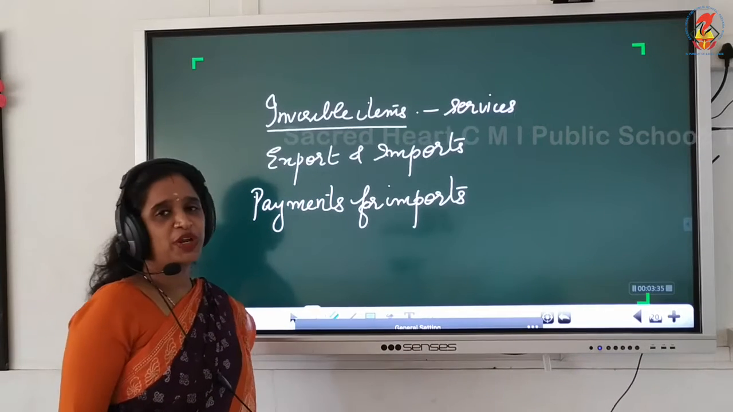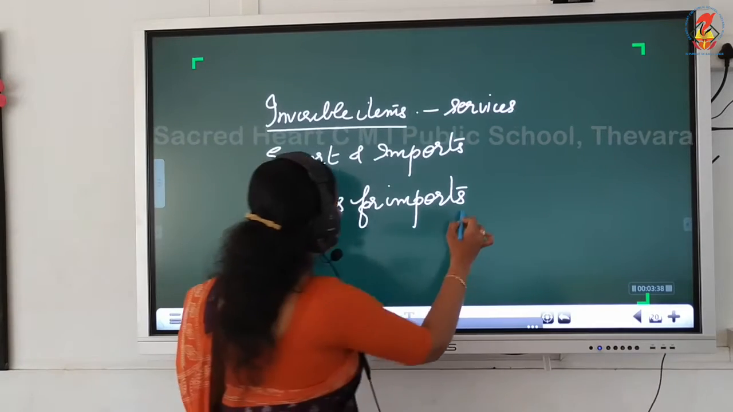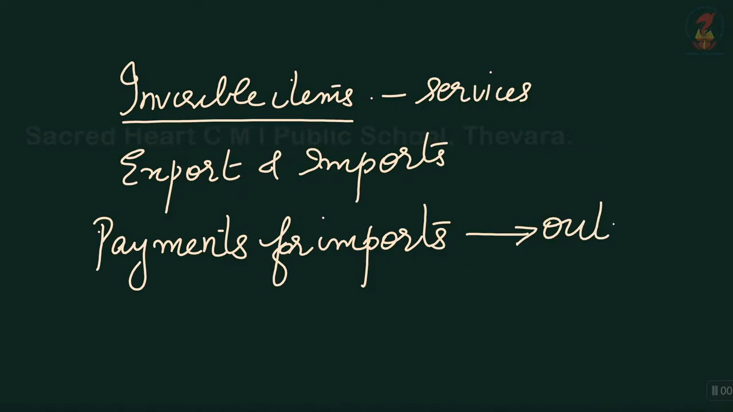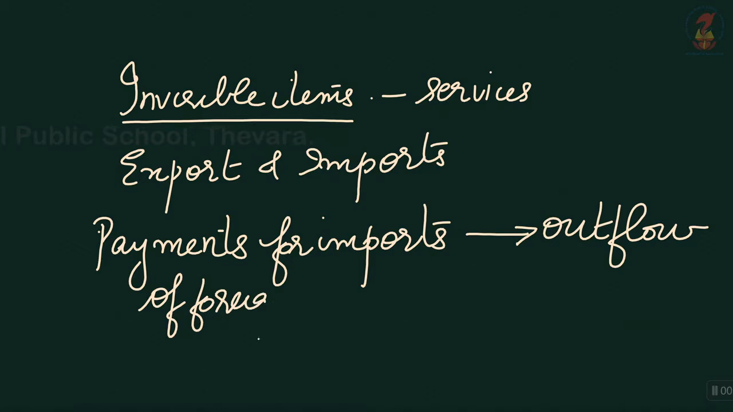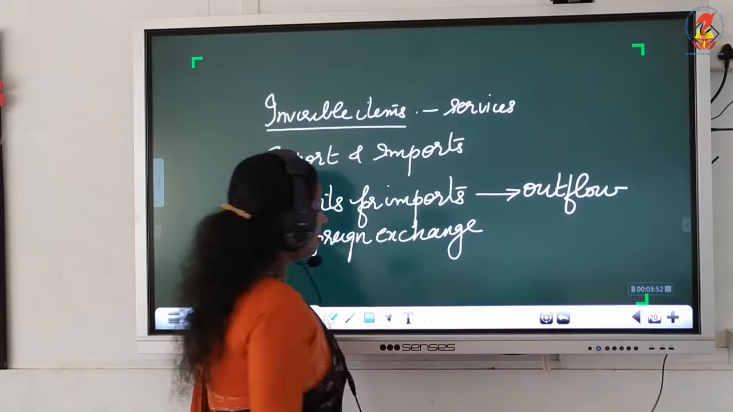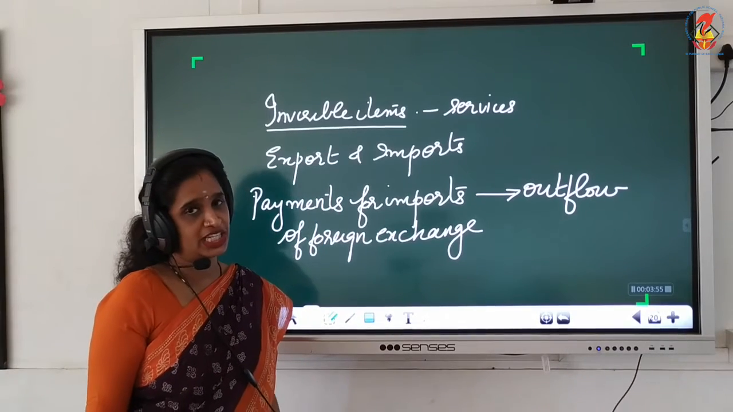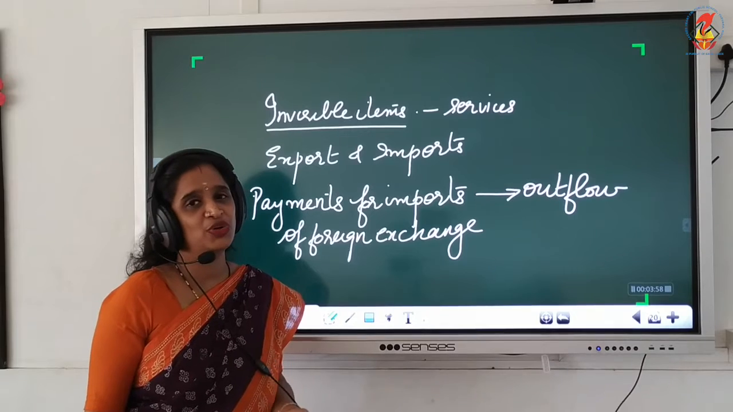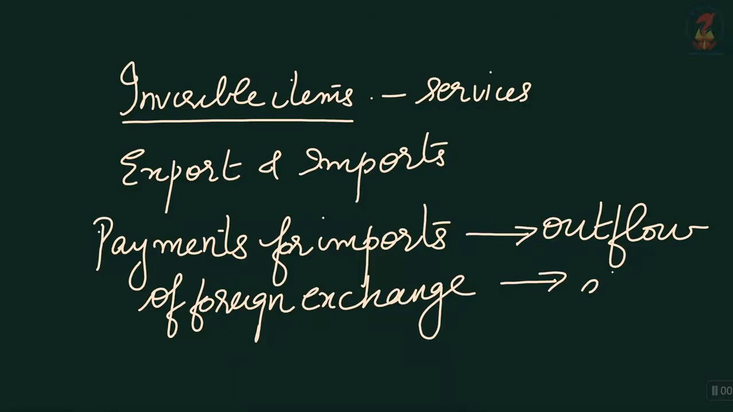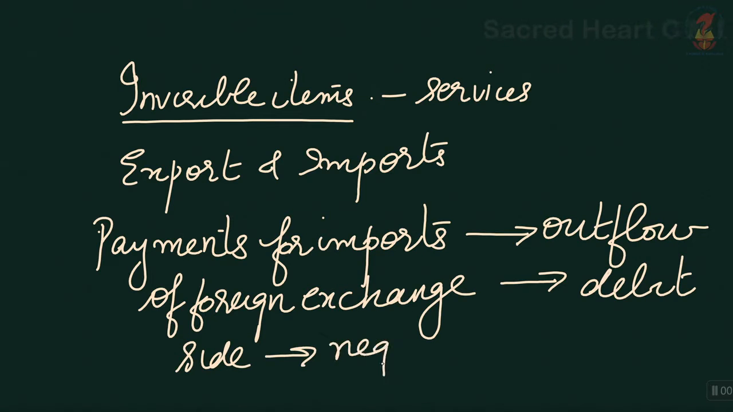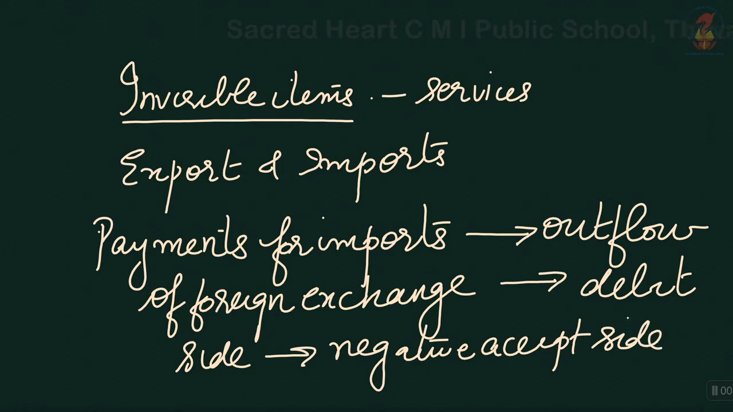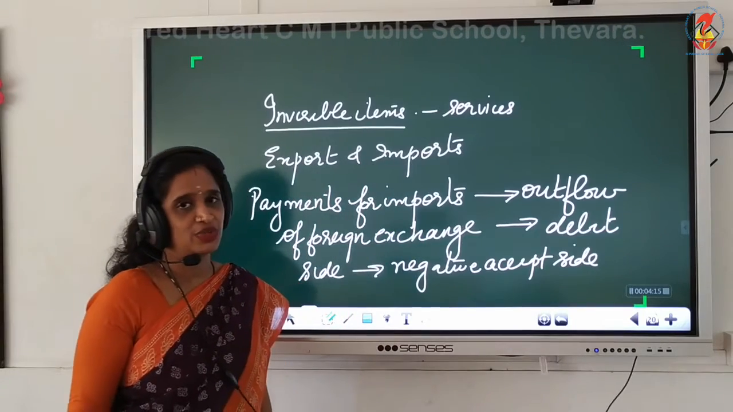When we make payments for imports, what will happen? There will be outflow of foreign exchange. When there is outflow of foreign exchange, where do we record it? We record it on the debit side, which is considered the negative side. Why is it a negative side? Because we are losing money. Money is flowing out.